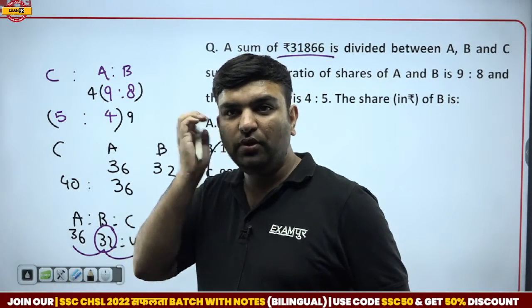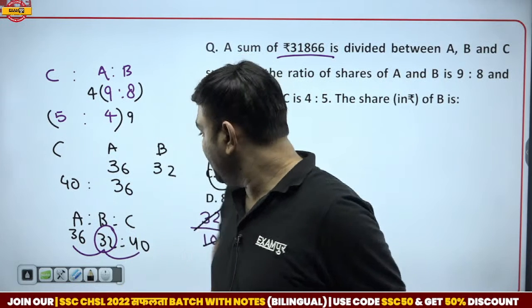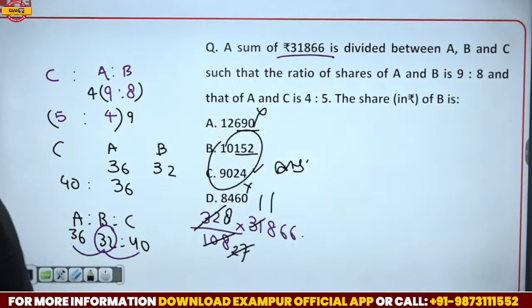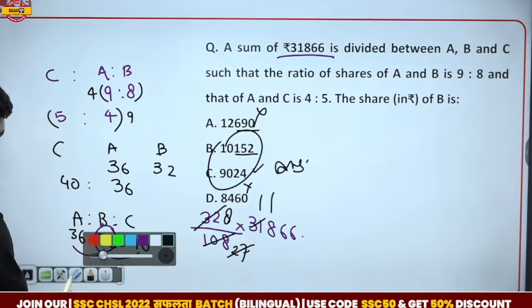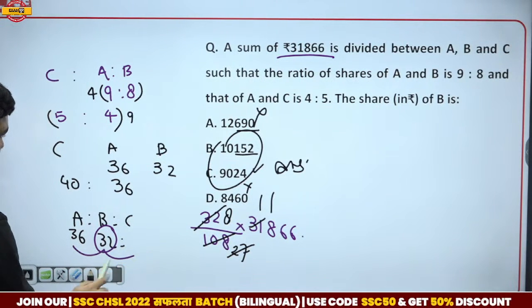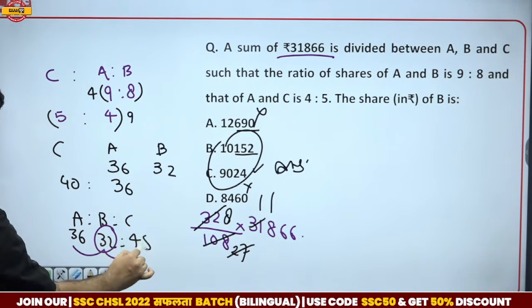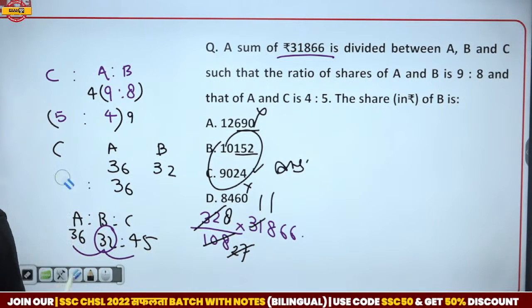Oh Ganesh, you are not aware. C is 45. Oh my God.